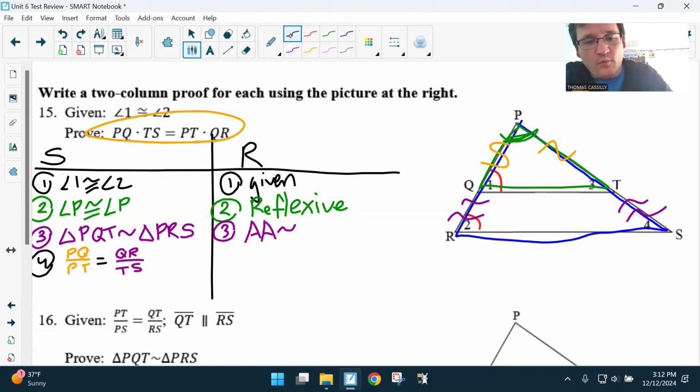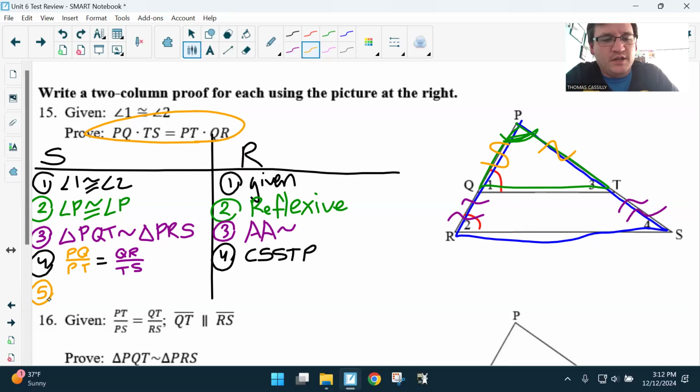And how do I know that? Why do I know that? I know that because corresponding sides of similar triangles are proportional, right? There's kind of that new take on CPCTC. We'd use this one for similar triangle sides, all right? But we are now done.